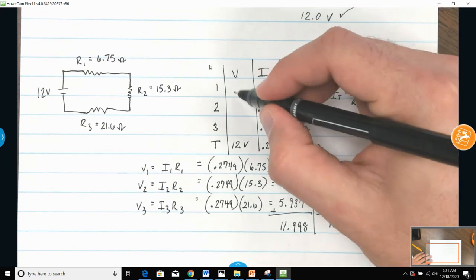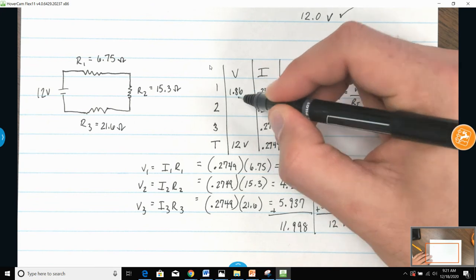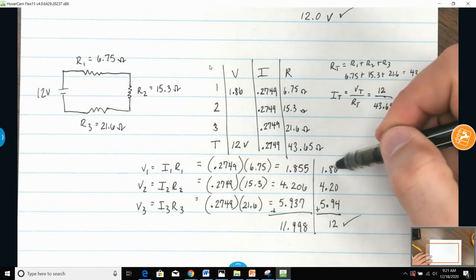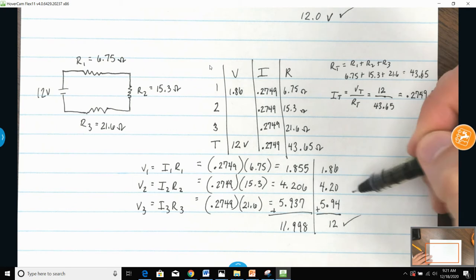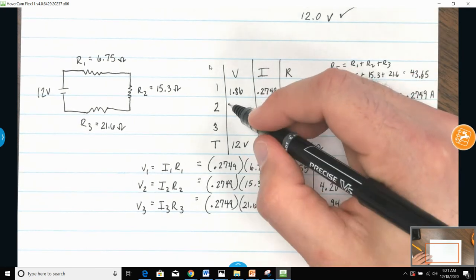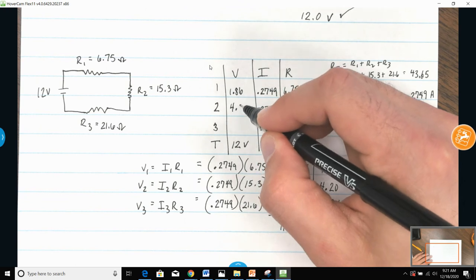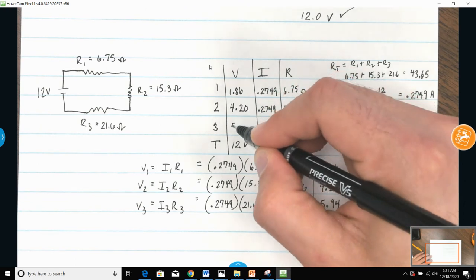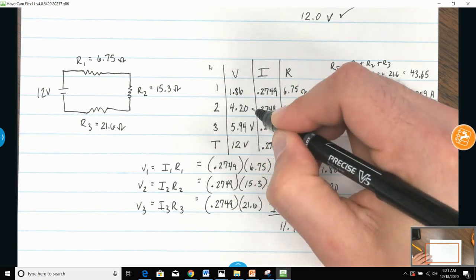So V1 should then be 1.86. Now, if you made it 1.85 and then this one 4.21, that would work as well. So they should be very, very close to the actuals. And 5.94.